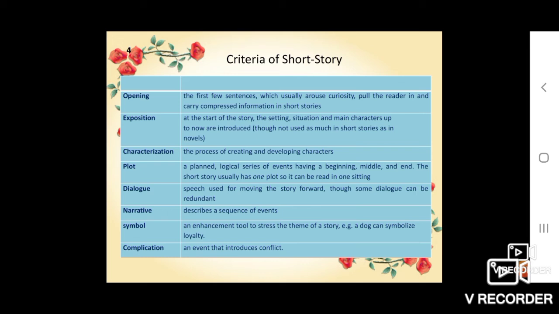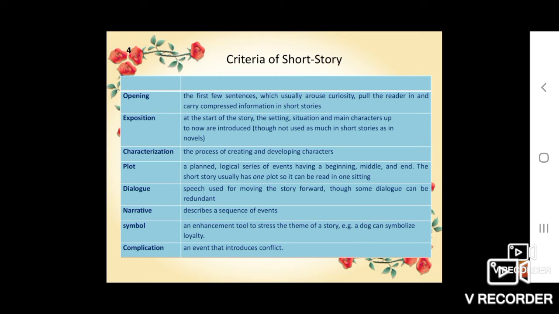You need to add some dialogues between two characters, three characters. In dialogue, speech is used for moving the story forward, so dialogues are needed, though some dialogues can be redundant, no problem. Then after that, narrative describes a sequence of the events. There should be a logical sequence, a proper sequence should be maintained, and when we read any short story, the reader himself is a narrator.